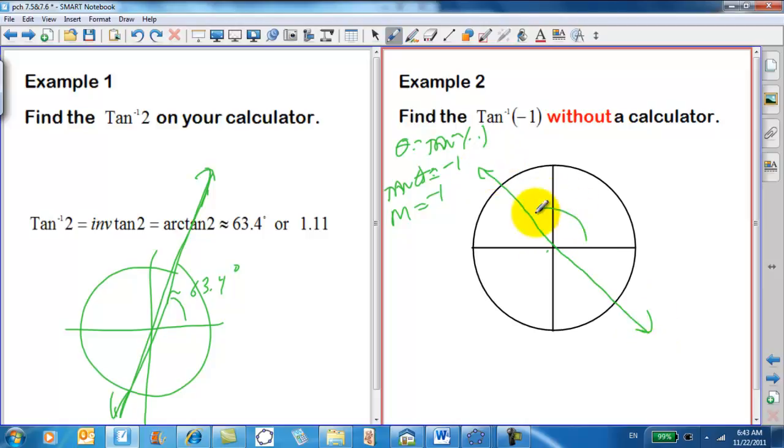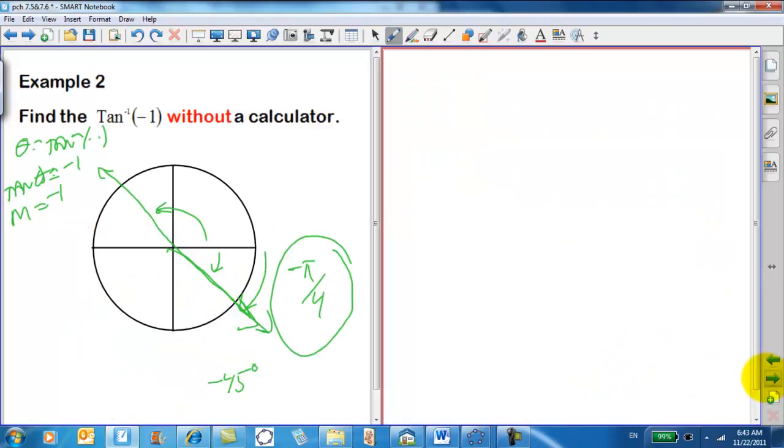And then we say, well, which angle are we going to use, this one or this one? Well, only this one. And don't say 7 pi over 4. You've got to give the answer between negative pi over 2 and pi over 2. So that's why we only answer this as negative pi over 4 for the inverse tan of -1. Check it with the calculator. It'll agree. Also negative 45 degrees. You can see it in degrees.